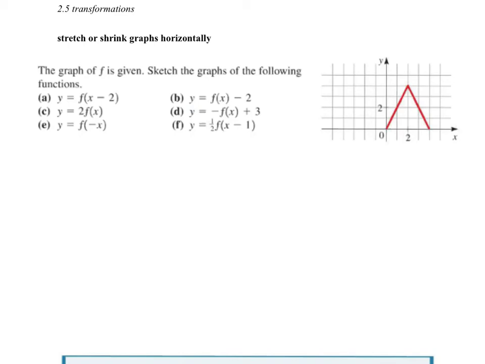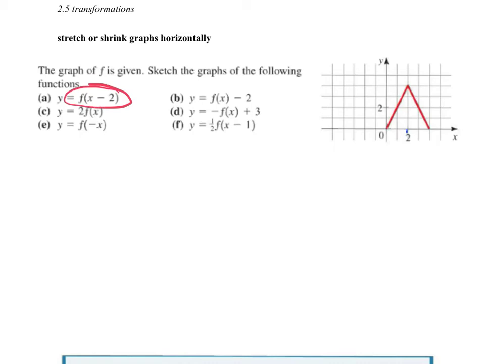Okay, so for this one, we're going to sketch the graphs of these. This is the function f pictured, and we want to sketch the graph of f of x minus 2. Now, x minus 2 will shift this graph to the right 2 units. And so f of x minus 2 is going to look like this.